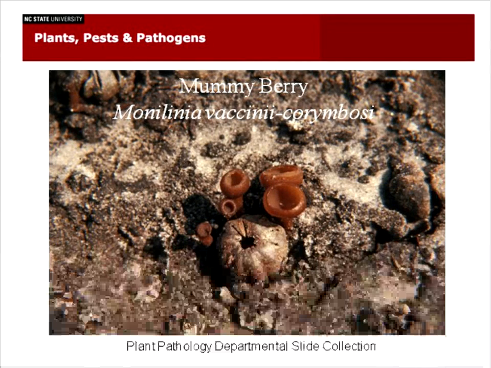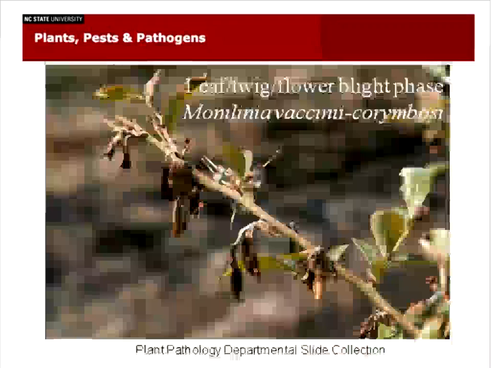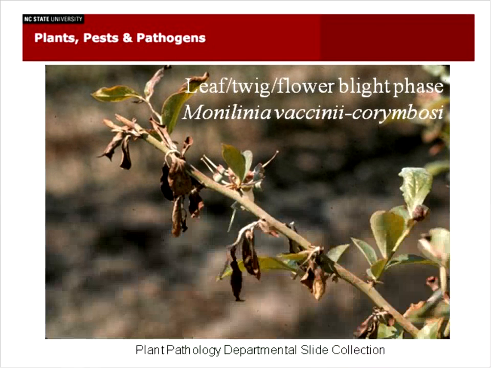Way back in the springtime, the mummies that were in the soil, but not buried, from the previous year or even from 2 years earlier, formed these small cup-shaped mushroom-like structures. We call them apothecia, coming out of the mummyberry here. These produce spores that were then blown on the wind and infected the blueberry. But what happens at that time of year is we get leaf, twig, and flower blight going on.